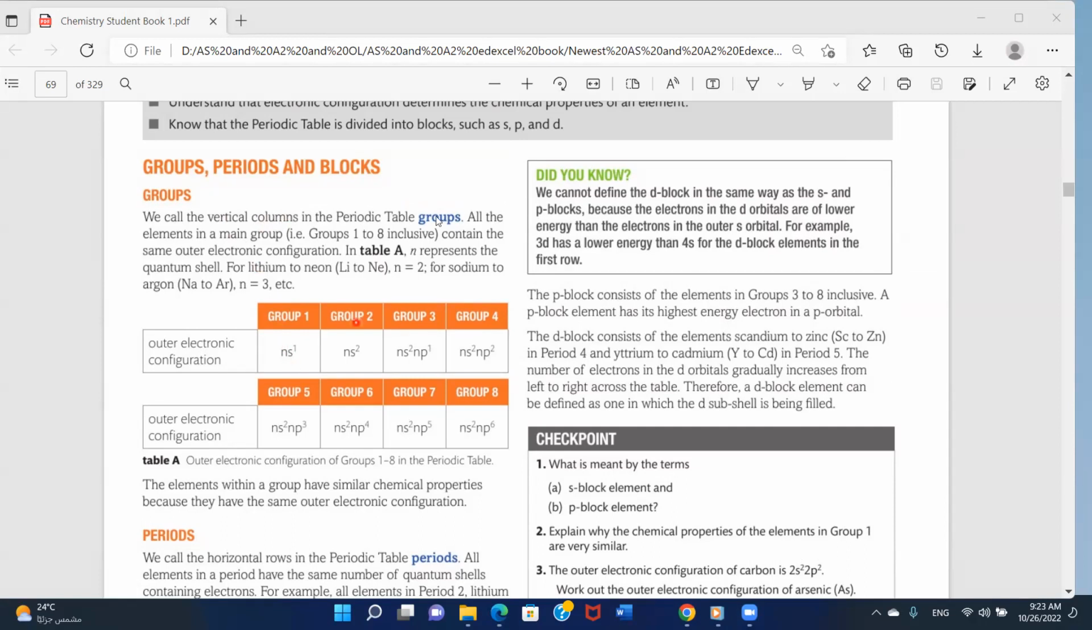If you look at group 1 elements, for example, lithium, sodium, potassium, rubidium, cesium, you will see that all of them end up with 1 electron in the outermost shell, but it depends on the number of periods. For example, lithium, we say 2, 1. In case of sodium, we say 2, 8, 1. In case of potassium, it is 2, 8, 8, 1, and so on. All of these elements present in group 1 will end up with 1 electron.